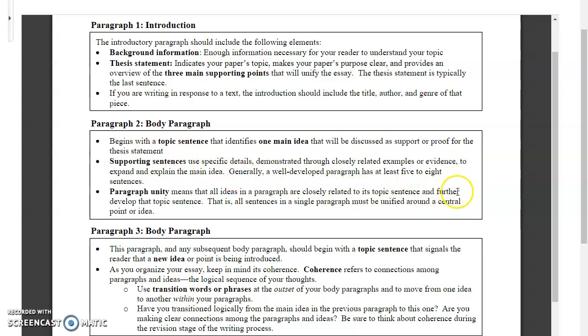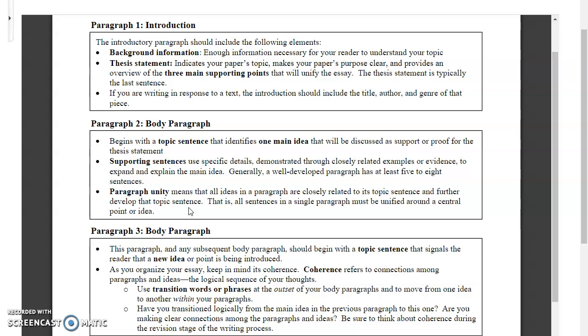We want to have supporting sentences that use specific details. I may say, for instance, that childhood diabetes will cause problems with the kidney, low levels of insulin in children, etc. It says here, generally a well-developed paragraph has at least 5 to 8 sentences. And finally, paragraph unity. We touched on that when I discussed the 4 parts of writing. This means that all ideas in a paragraph are closely related to its topic sentence and further develop that topic sentence. They're unified around a central point or idea.